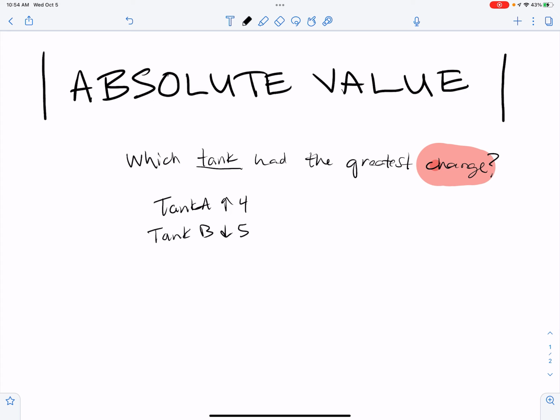And simply put, absolute value is the distance from 0 on a number line.